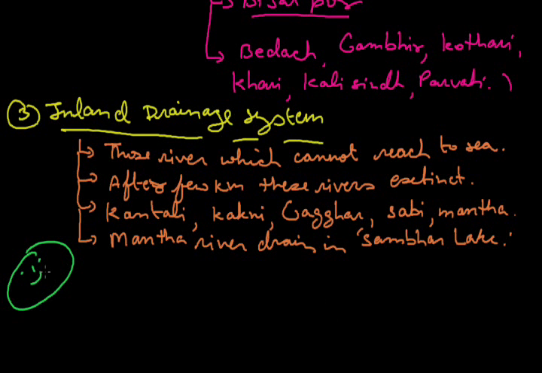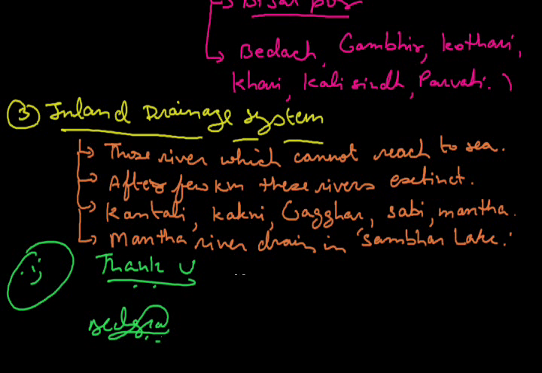This is how we have done only the first part of the chapter, drainage system of Rajasthan. In the next chapter we will do the lakes of Rajasthan and their economic importance and pollution.